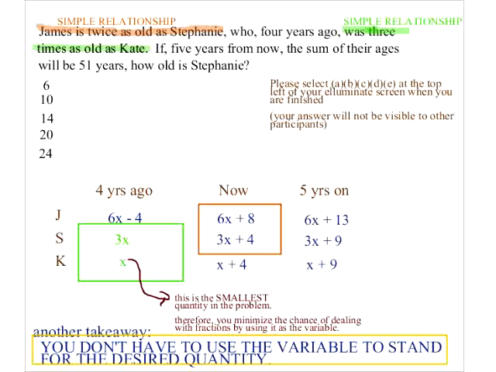So now you can add these up, and you can say 6x plus 3x plus x. Sum is 51. So that means that 10x plus 31 is 51. So x is 2. And then that's not the quantity we want. The quantity we want happens to be this one. So the answer to the problem is 10. Any questions?